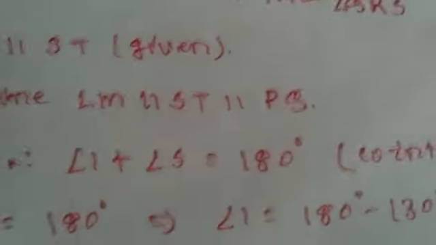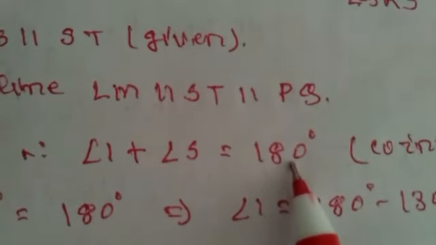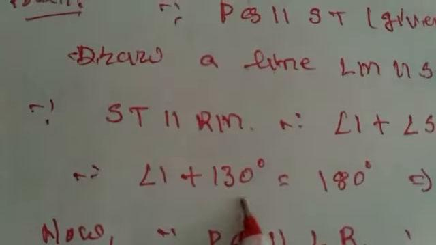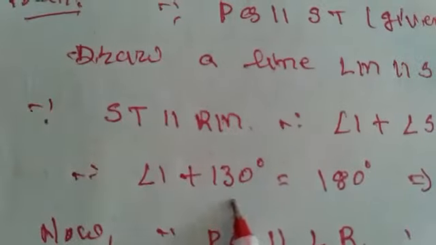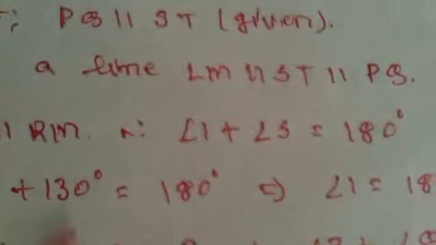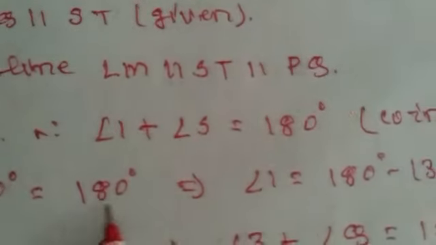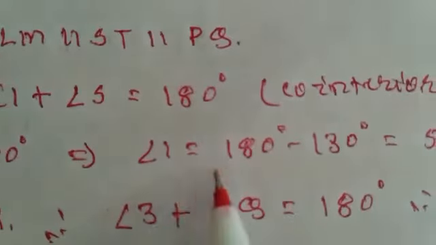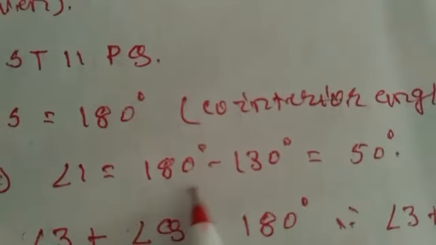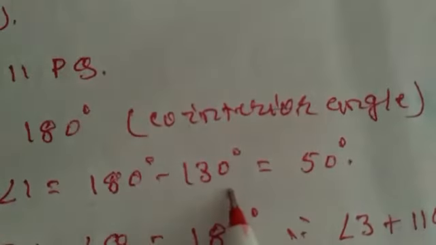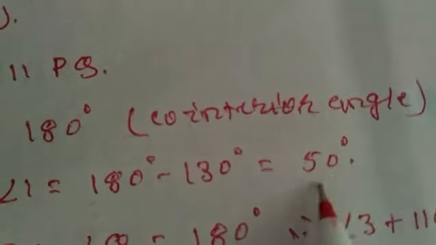So now we have angle 1 plus angle S equal to 180 degrees due to co-interior angles. The value of angle S was given as 130 degrees. So angle 1 plus 130 degrees equals 180 degrees. Further on solving it, angle 1 equals 180 degrees minus 130 degrees, that is equal to 50 degrees. So here we got the value of angle 1, that is 50 degrees.